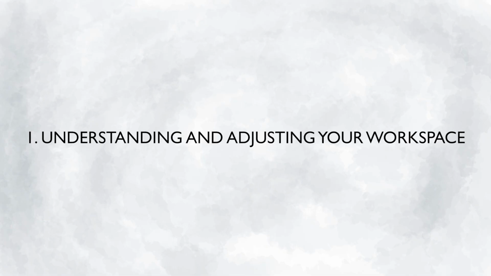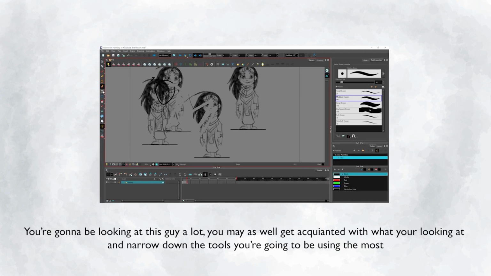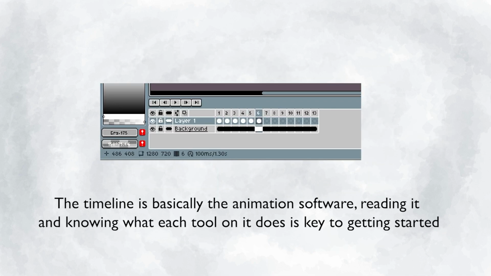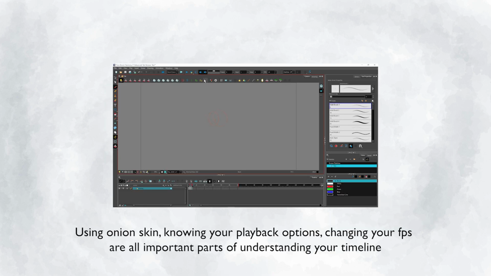What does adequate mean? Understanding and even adjusting the workspace, that way you can comfortably move around and map what's important. Understanding your timeline and what it can do. A timeline is what makes animation software possible. So knowing how to read it, use onion skin, use playback, and change your framing is essential to know if you're gonna animate.